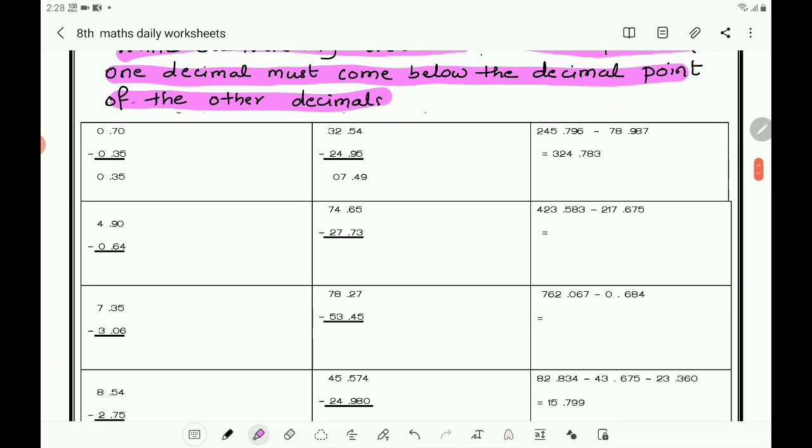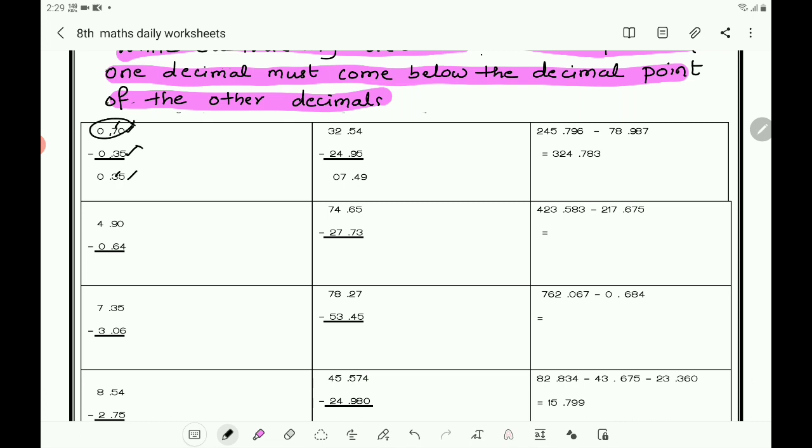Here is one example: 0.70 minus 0.35. Here you observe the decimal points are one below the other. Two digits are there after the decimal point here, and two digits here also. So 0.7 is nothing but 0.70. Subtract 5 from this 0. We have to take 1 as a carry. 1 and 0 becomes 10. 10 minus 5, 5. Here what is remaining? 6. 6 minus 3, 3. So that is the answer here, 0.35.